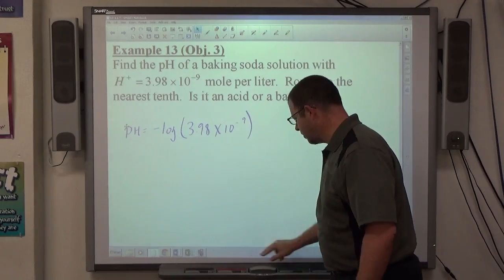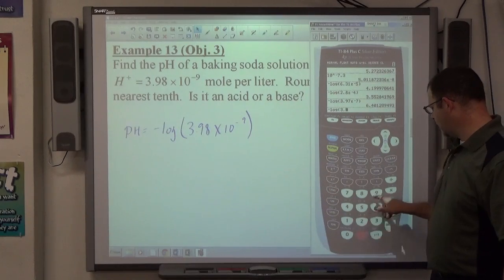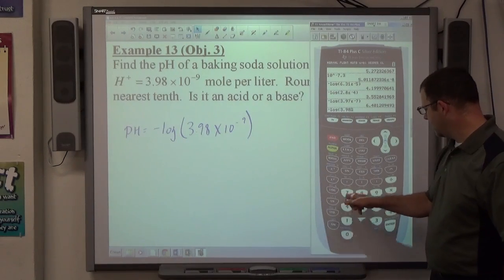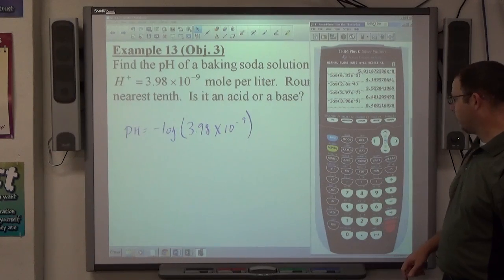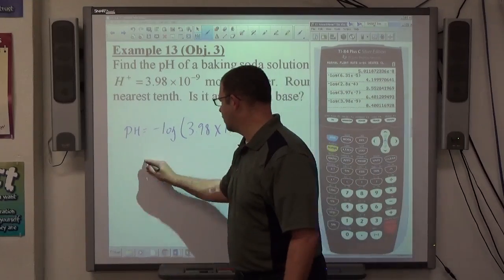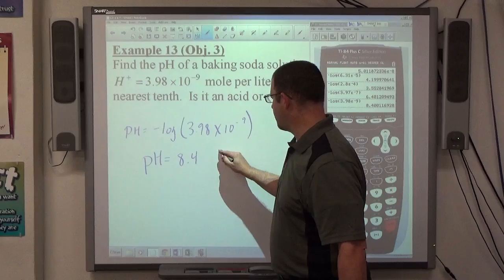Again, our calculator has the ability to evaluate that for us. Negative log of 3.98 EE, negative 9. And we end up with an 8.4. So the pH of that is 8.4. And of course, bigger than 7 is a base.